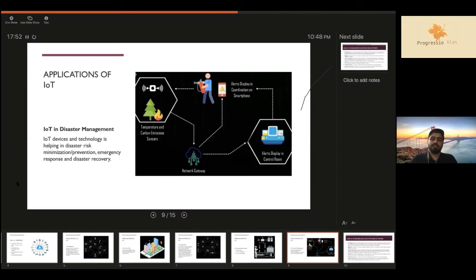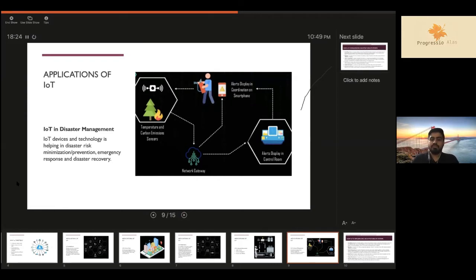Disaster management. This is one domain that I really like personally, because I've seen live examples for this domain. As the slide says, IoT devices and technology are helping in disaster risk minimization, prevention, emergency response, and disaster recovery. So let's talk about the risk minimization first.